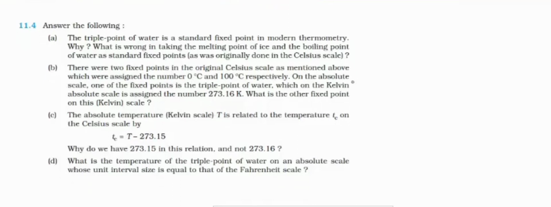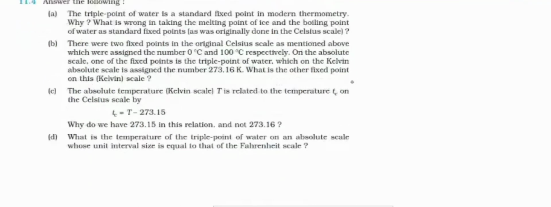That is why it's not possible to take those two values. Part B. There were two fixed points in the original Celsius scale, which were assigned the numbers 0 degrees Celsius and 100 degrees Celsius respectively. That is the ice point and steam point. Then, on the absolute scale, one of the fixed points is the triple point of water, which on the Kelvin absolute scale is assigned the number 273.16 Kelvin. What is the other fixed point in this scale?